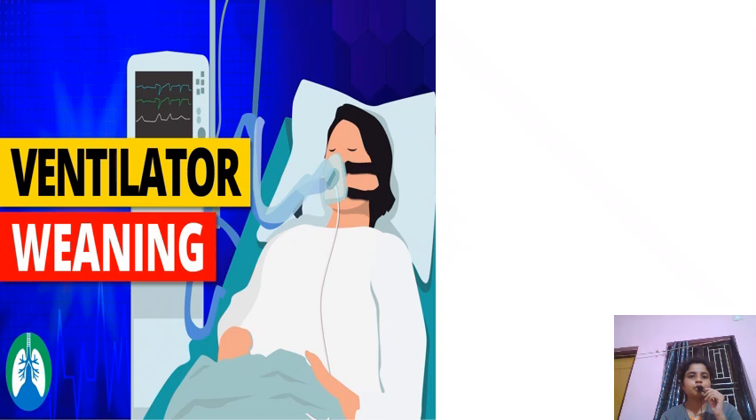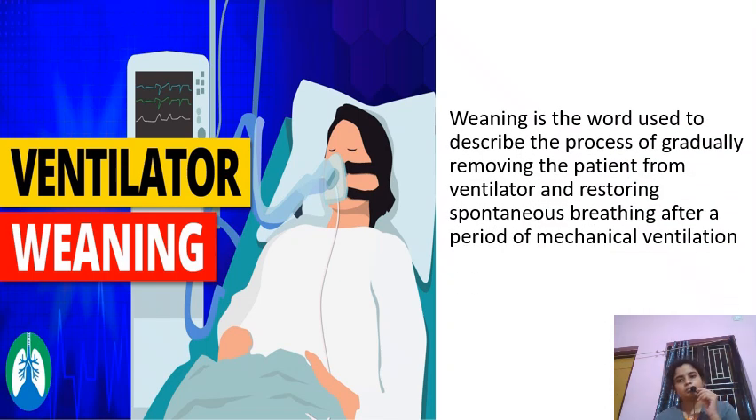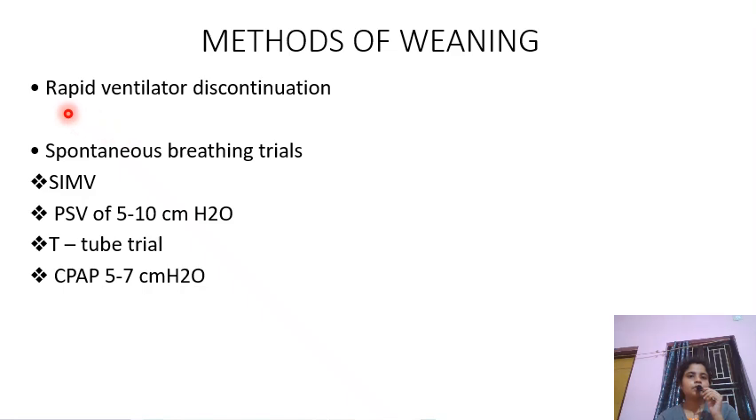Coming to the ventilator weaning, when the patient status is slightly improving and the clinician is ready to extubate the patient, we have to wean the patient. Weaning is a word that mainly describes the process of gradually removing the patient from the ventilator and restoring spontaneous breathing after a period of mechanical ventilation. There are different methods of weaning, that is rapid ventilator discontinuation or spontaneous breathing trials, which are like SIMV, PSV, T-tube trial, CPAP. This we will discuss in the mechanical ventilator video.